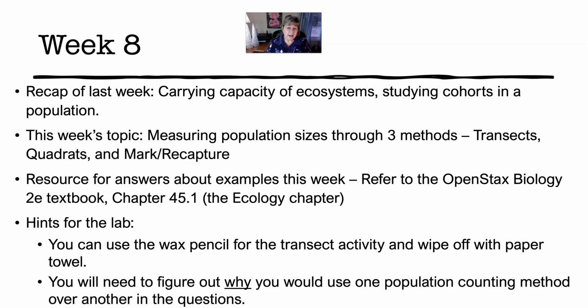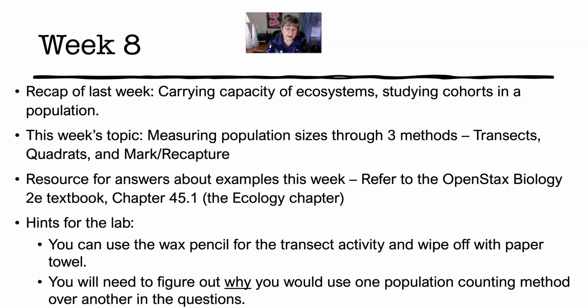And then mark and recapture, and this is particularly important for animals that move around a lot. Not so important for plants because, of course, plants stay still. But mark and recapture is where you mark or band certain individuals over a period of time, and then when you go back and recapture members of that species, you figure out how many marked ones there are and how many unmarked ones there are, and in that way you can extrapolate and figure out how many members of a species there are out there.